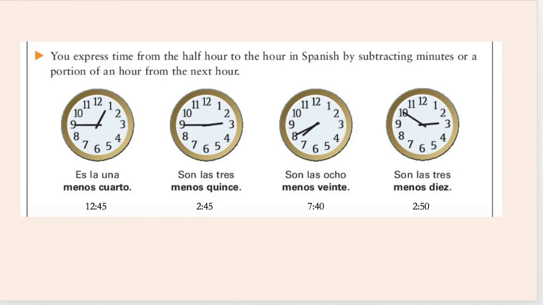So you express time from the half hour to the hour in Spanish by subtracting minutes or a portion of the hour from the next hour. Por ejemplo, es la 1:45. It's 2 minus a quarter, or essentially it's 1:45. Son las 3:15. It's essentially 3 minus 15, or 2:45. Son las 8:20. 7:40. Son las 3:10. 2:50.